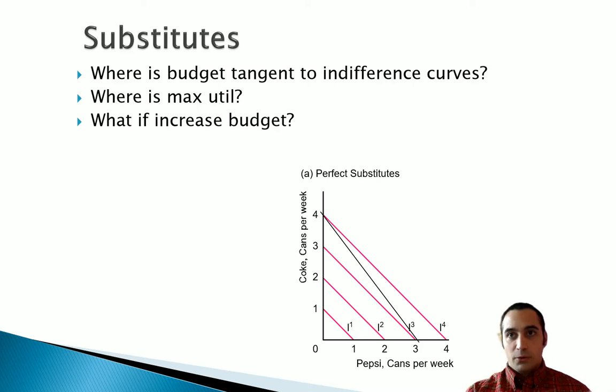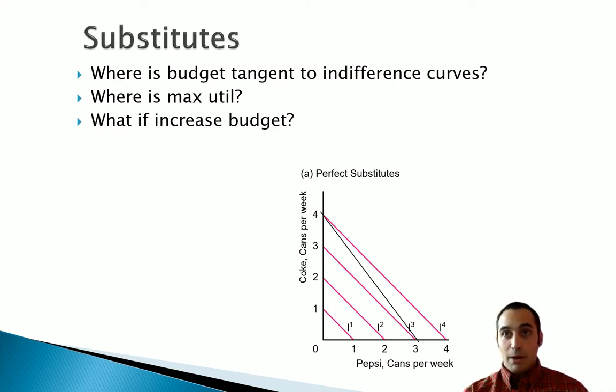Now let's look at this graph and think about why that might be. How do I prefer Coke and Pepsi? Well, it looks like I don't care. If I have 4 Coke or 4 Pepsi, I get utilities associated with L4. Therefore, I should buy whichever is cheaper. Looking at this budget line, which is cheaper?